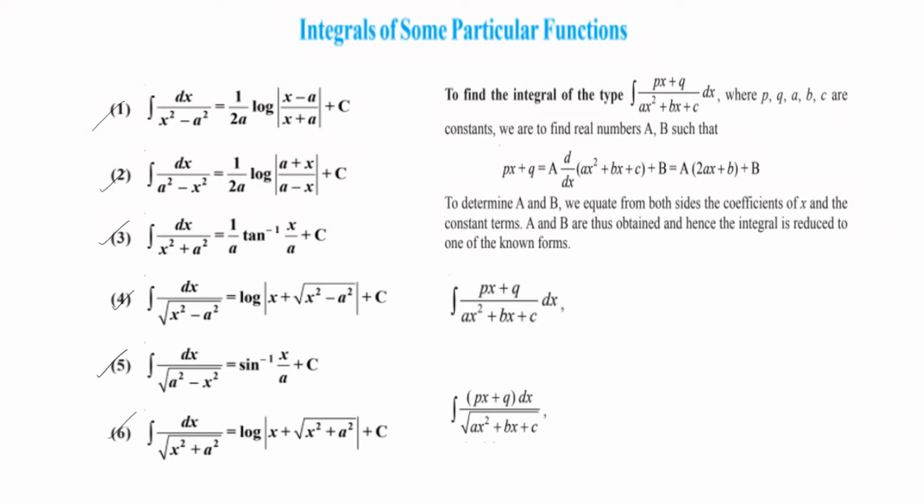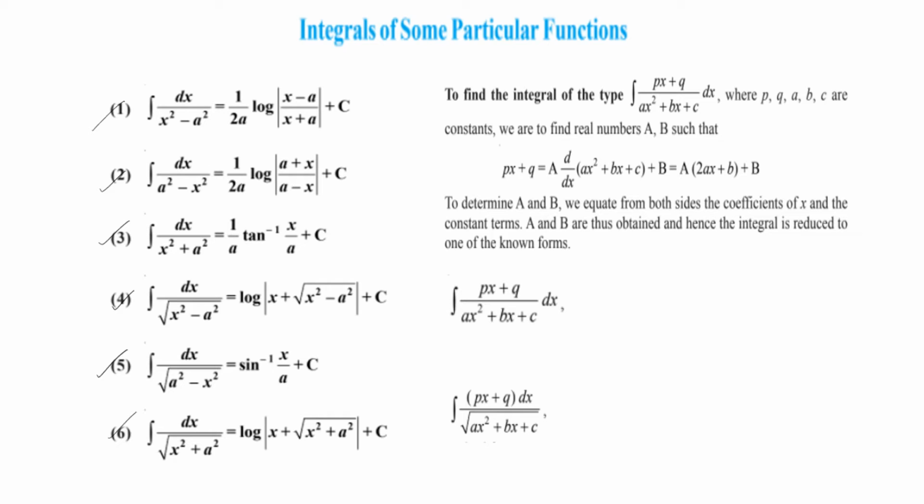So, you're familiar with these formulas which we used while integrating 1 upon quadratic and 1 upon under root quadratic. So let's have a recapitulation of these formulas. 1 upon x square minus a square will be integrated as 1 upon 2a log mod x minus a upon x plus a plus c. Integral 1 upon a square minus x square is 1 upon 2a log mod a plus x upon a minus x plus c. Integral 1 upon x square plus a square is 1 upon a tan inverse x upon a plus c.